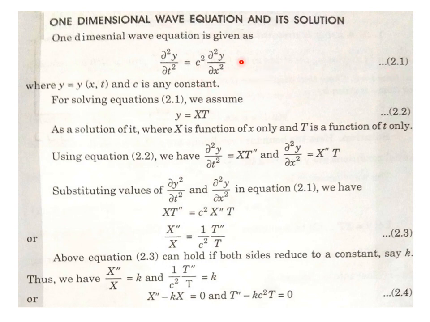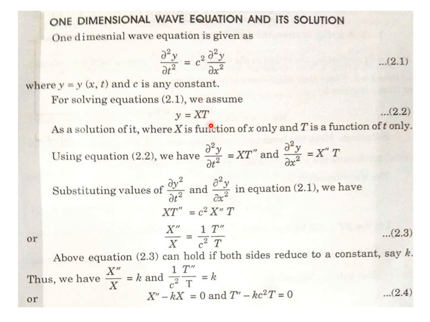Now for solving equation 2.1, that is the one-dimensional wave equation, we assume equation 2.2, that is the dependent variable y equals capital X into capital T. We are trying to use the method of separation of variables which I introduced in the previous lecture. Here capital X is taken as a function of small x only, the first independent variable, and capital T is taken as a function of small t, the other independent variable.